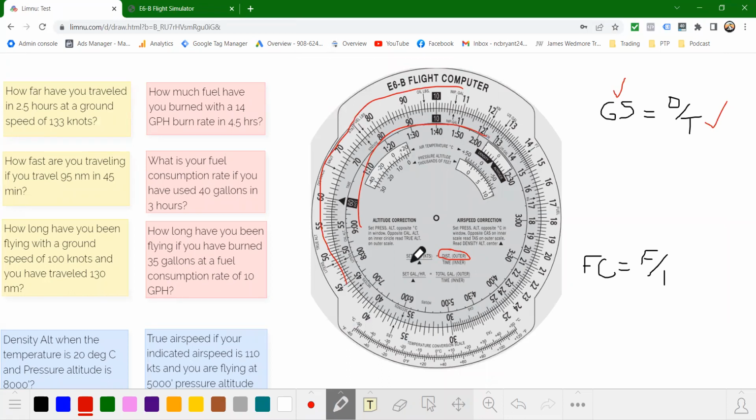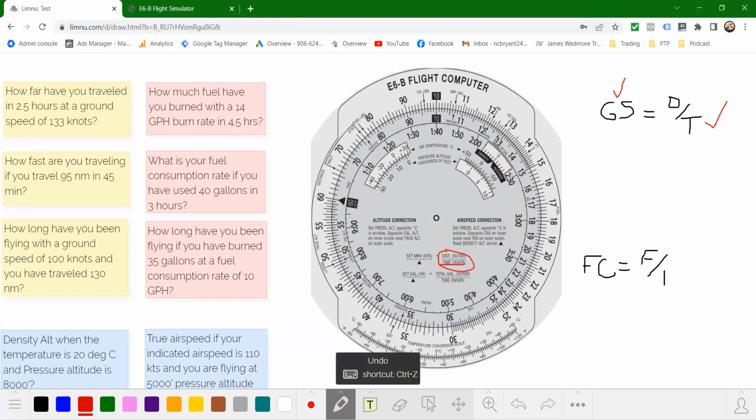It tells us to set, and let me just check the chat, make sure everything's good. Okay. So it says to set miles per hour over this triangle. Okay, so here's the triangle. So we put the miles per hour over the triangle, and then we should have distance on the outside scale over our time. We know time, so we just look for time on the inner scale, and wherever time lines up, we read the distance on the outer scale.